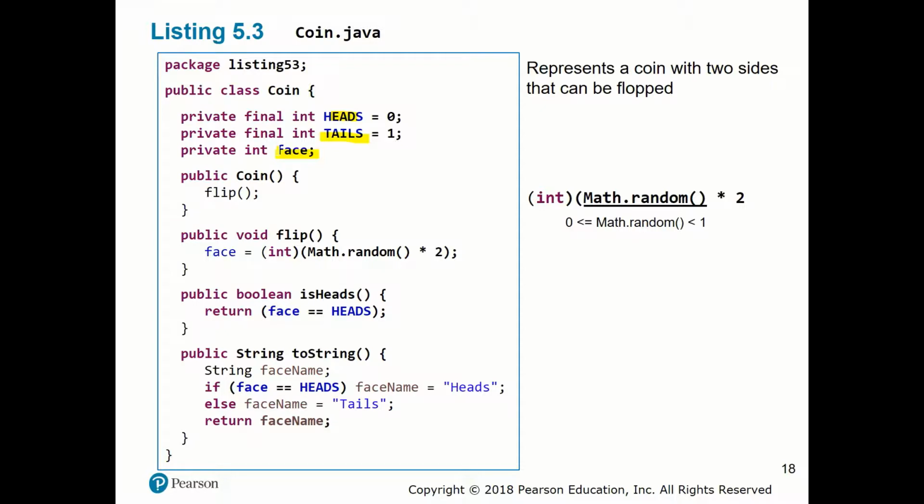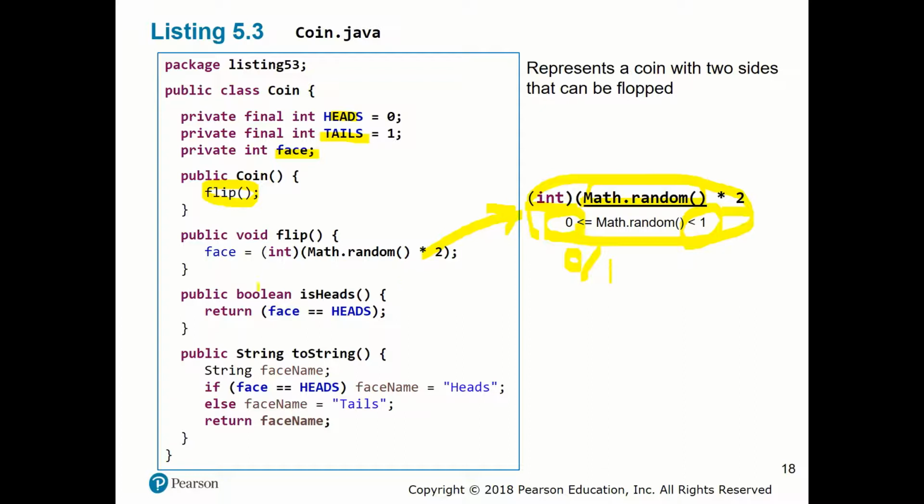When an object is created, it simulates the coin flipping using the flip method. In the flip method, the random method can return a value from 0 to 1, where 1 is not included. It is multiplied by 2 and cast into int. This means that this expression can have an integer value of 0 or 1. This is just the coin flipping result.